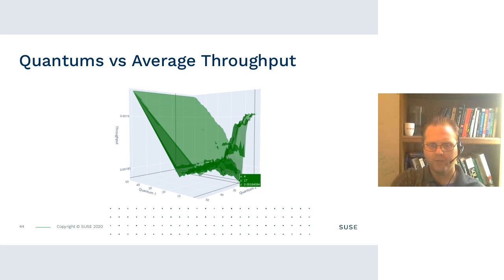The quantum versus throughput data displays this steep decline on the left side, which illustrates the quantum size is getting smaller. And so, for example, the upper left corner here is the quantums 50 and 50. The peak in the upper right-hand corner is the smallest quantums of 2 and 2, which is obviously inefficient on both sides here.